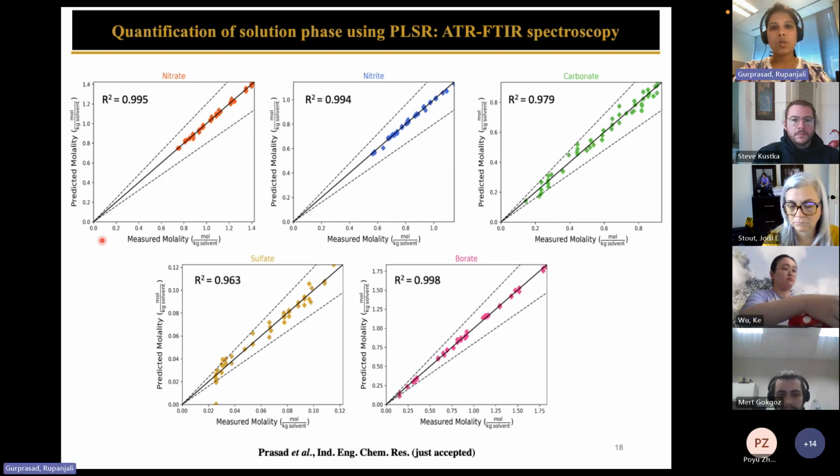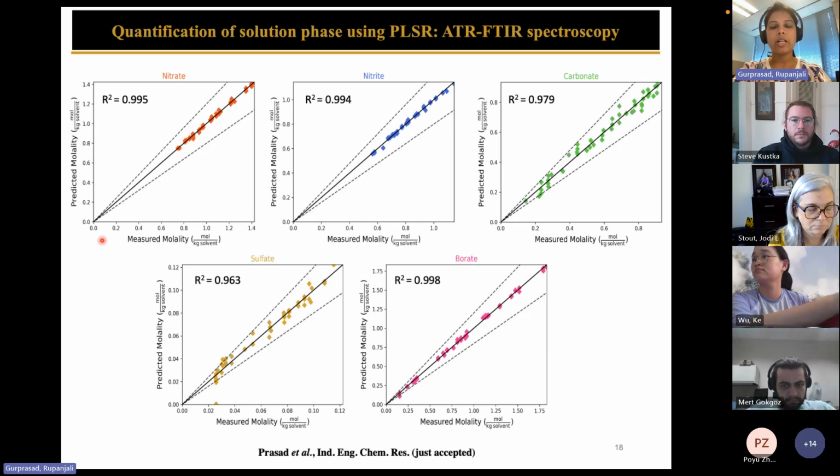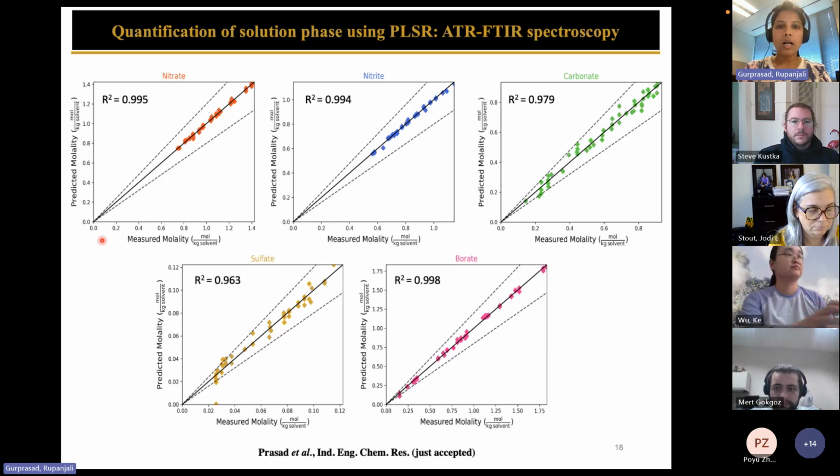So this also shows us that the IR is actually doing a very good job in predicting the solution phase composition in spite of having a solid loading of as high as around 23.88%.